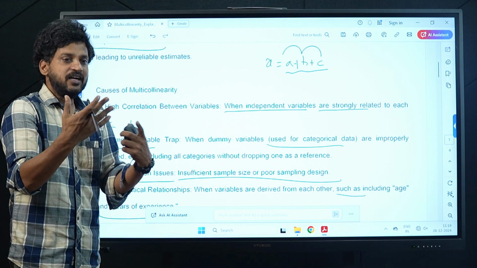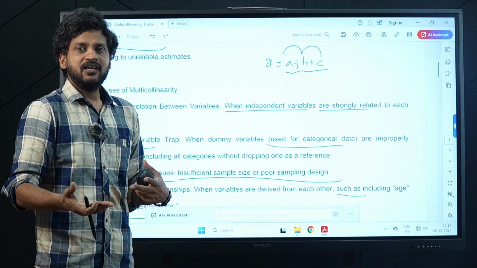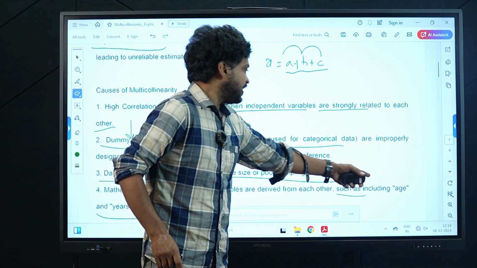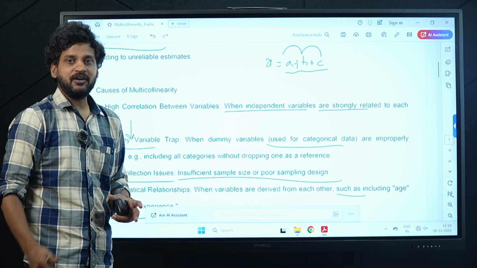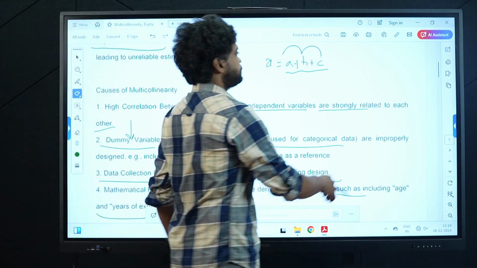Now, it is highly impossible to predict the effect of the age or years of experience independently towards the model, right? The dependent variable.